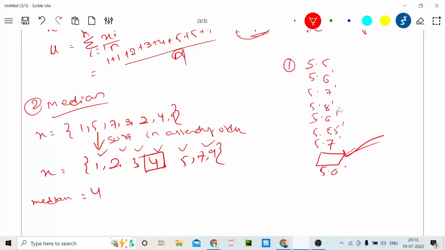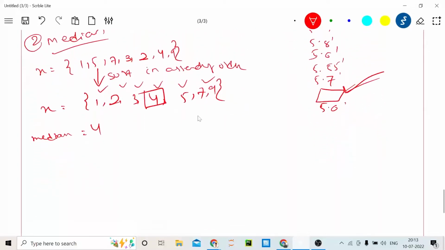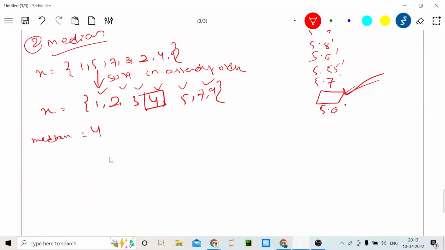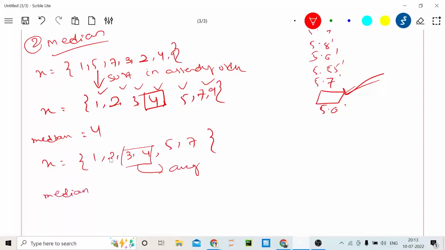If there is another data set I give you that contains an even number of values, that means 1 2 3 4 5 7, in this case how will you get the middle element? You take these two middle elements and calculate the average. That means in this case the median is nothing but 3.5. Are you getting my point?